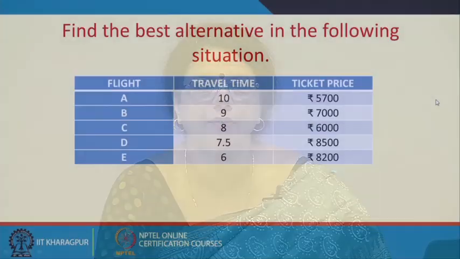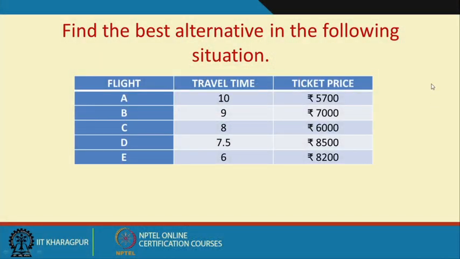For example, we have to take a decision. There are 5 options for us. We are moving by flight from one place to another. The source and destination are fixed, but we have several options in front of us. For each flight option, the travel time and the ticket price are both given. Now we have to decide which flight should be selected, where the travel time is minimum and the ticket price is minimum.